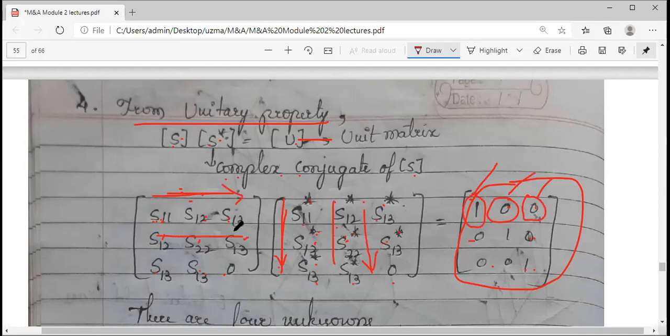Similarly for second row, first column, second column, third column. Again 3 values. I can get 3 equations. And similarly for third row with first column, second column, third column. So how many will you get? Totally 9 equations you will get if you keep on multiplying and equating the LHS multiplication with the RHS, these 1, 0, zeros. We will be getting 9 equations.